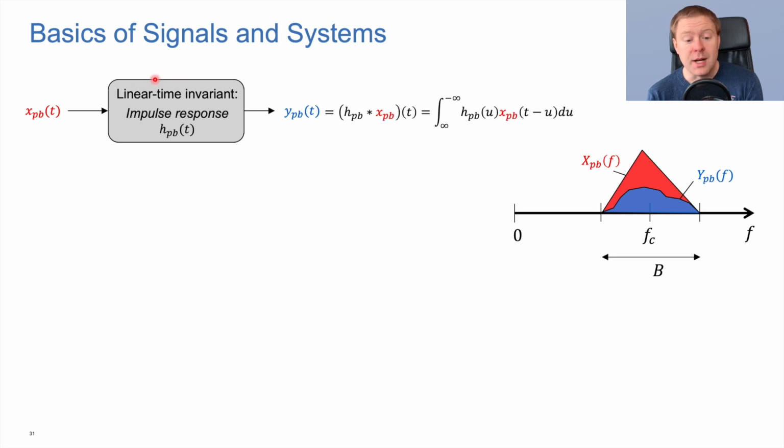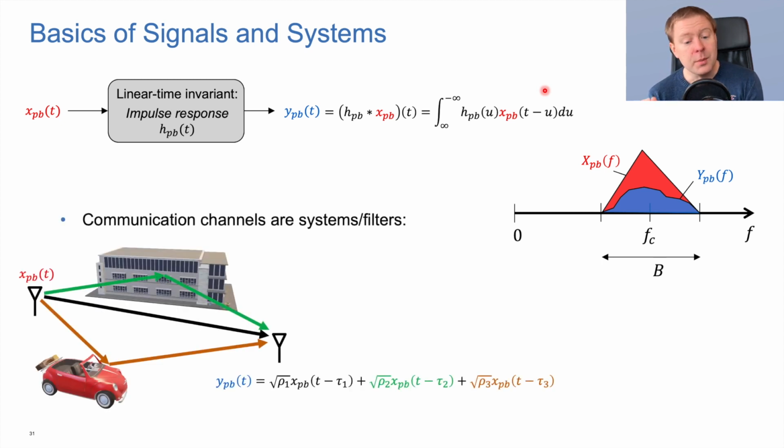And if we have a linear time invariant system, we can characterize the system by an impulse response called h of t, and then the received signal is the convolution between the transmitted signal and this impulse response, which is computed using an integral expression like this. And communication channels are systems or filters.